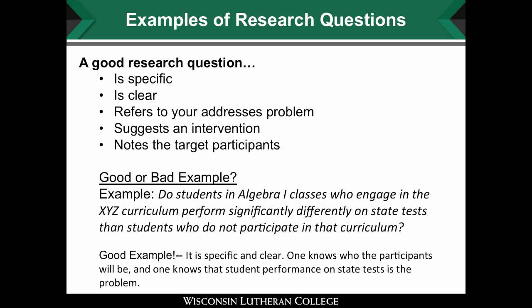It's a good example. It's specific and clear. The reader or someone knows who the participants will be. We've got the students in Algebra 1 class, and somebody knows that student performance on state tests is the problem. We've obviously had a problem or a gap or an issue with lower test scores. And so we're going to run a curriculum study, or a curriculum up against that, to see if that curriculum will help raise the test scores. So all of the pieces in the bullets above are really noted in this example. And so this is a good one.